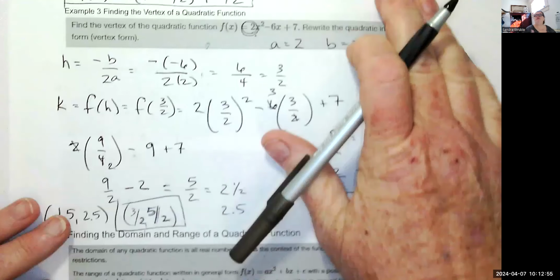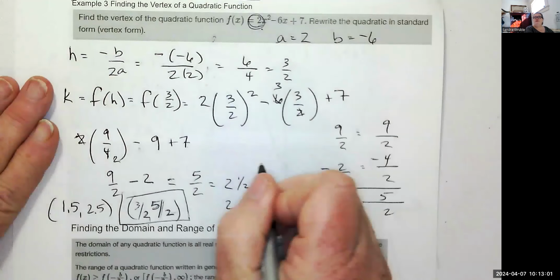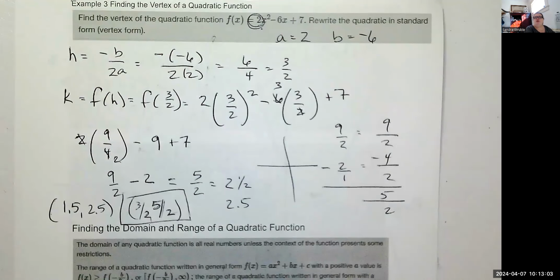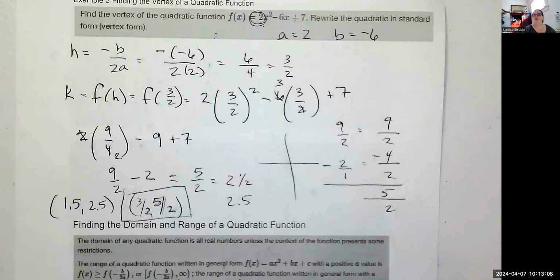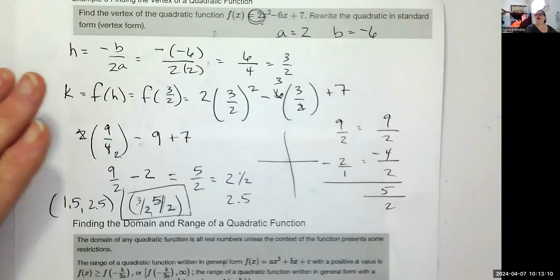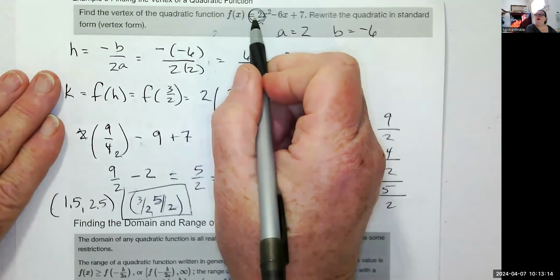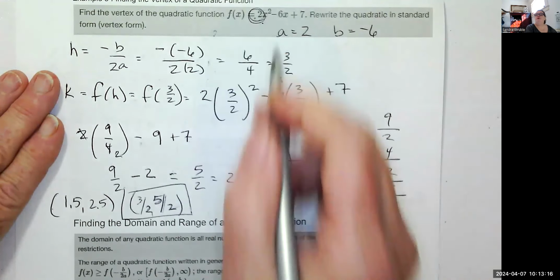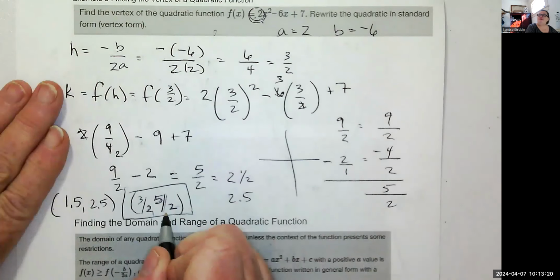We can do this one as well, even though we can't see a picture of it. You could put this in your calculator if you'd like to, but all we need to know is what does it kind of look like? Is it opening up? Is it opening down? How do we know? Well, I know it's opening up because the coefficient of x squared is positive. So it has to open up. There's no reflection here. So it's going to be opening up, which means that my 5/2 is my lowest point.